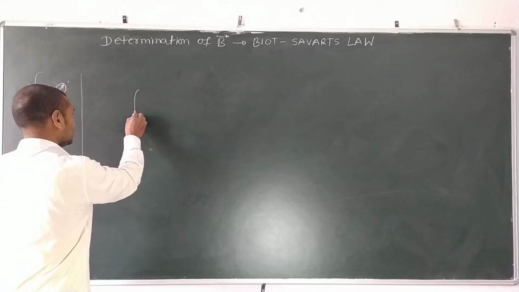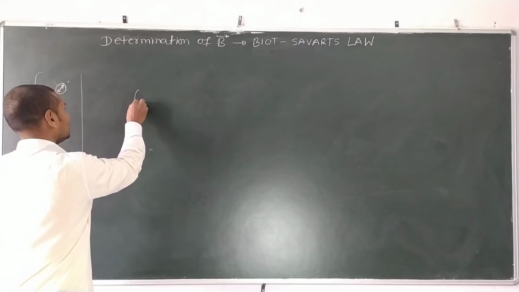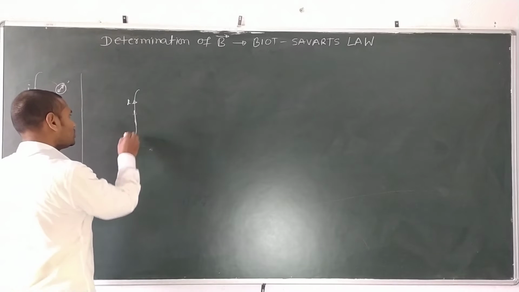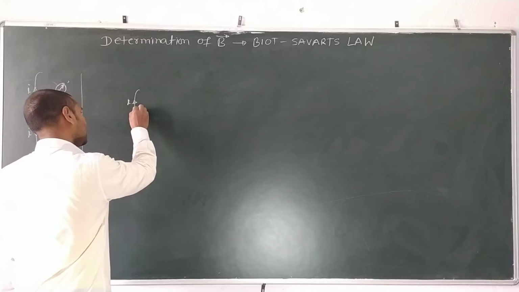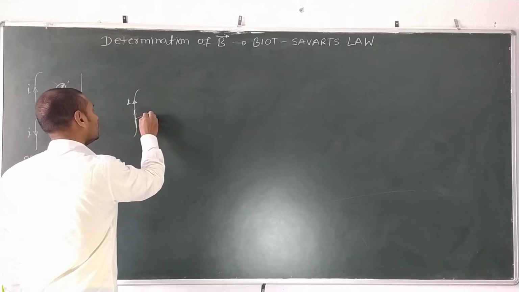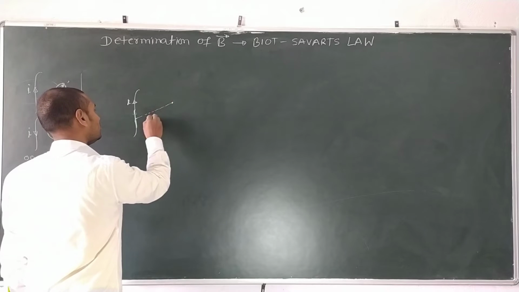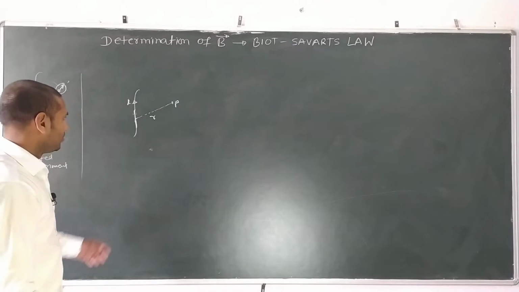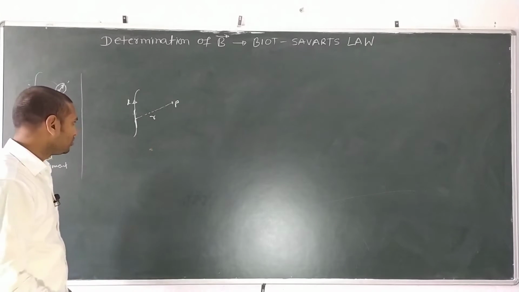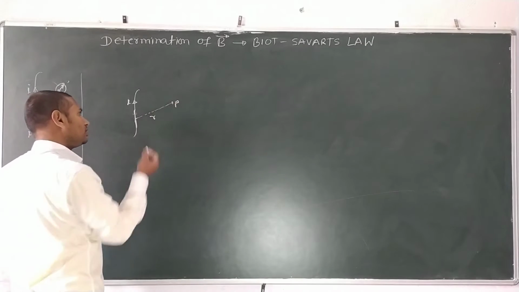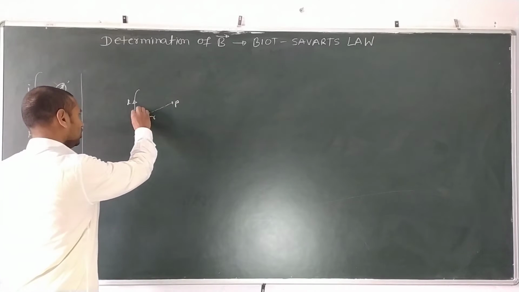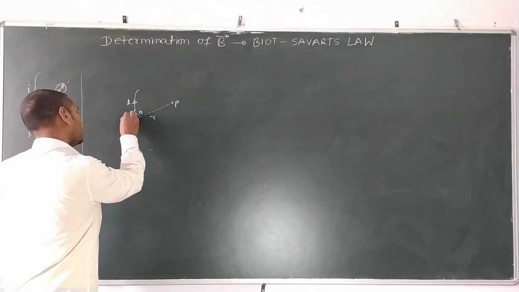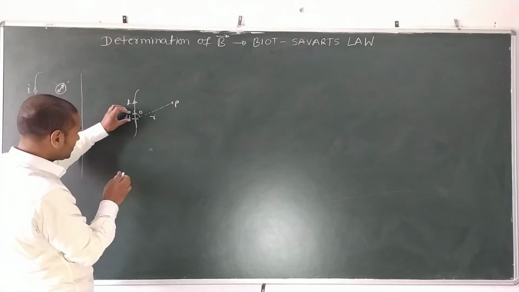Suppose a wire having a current of I ampere, and we have to find out the magnetic field near the current carrying wire at a distance of r, at a point P. We have to find the magnitude of the magnetic field at a distance of r from the wire, with an angle theta from the element of length dl.